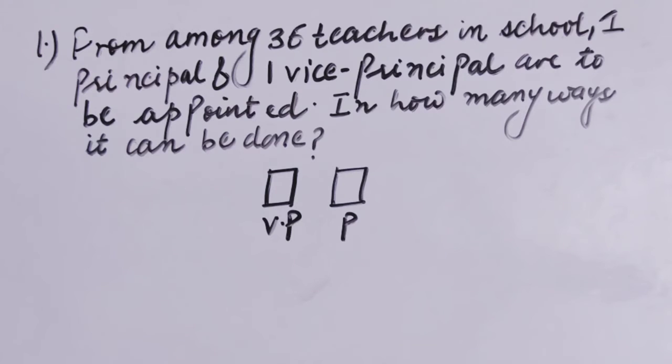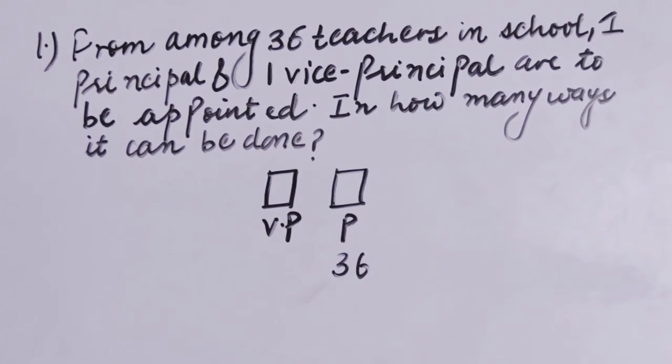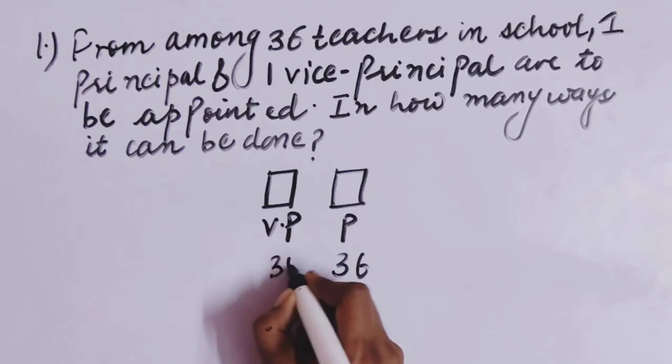Out of those 36 teachers, any teacher can be our principal, because everyone has an equal chance of getting selected. So the principal can be appointed in how many ways? 36. Now suppose the principal is selected. How many teachers are left now? 35. So for the appointment of the vice principal we now have 35 teachers. Out of those 35 teachers, any one teacher can become our vice principal. So in how many ways can we select our vice principal? We can select our vice principal in 35 ways.